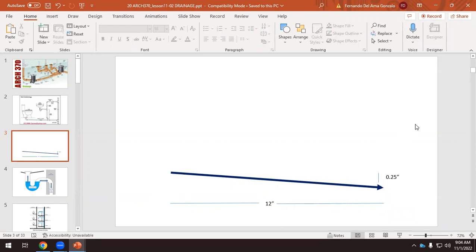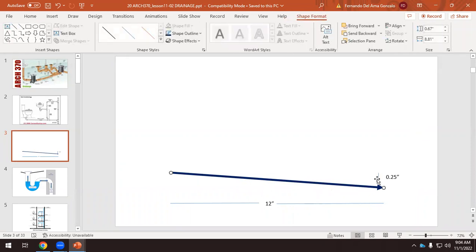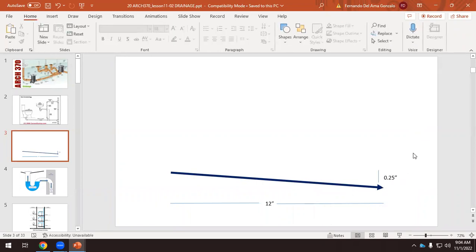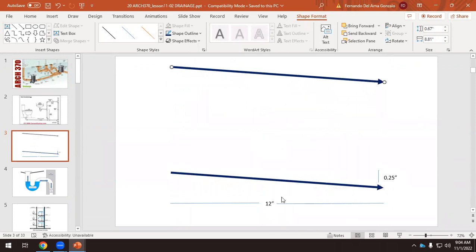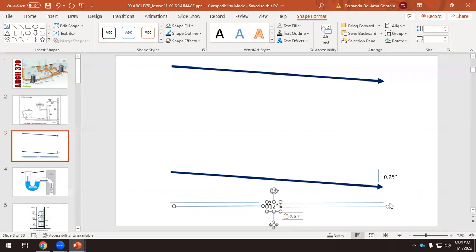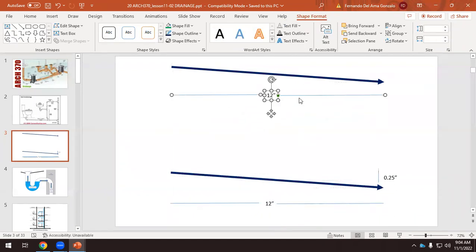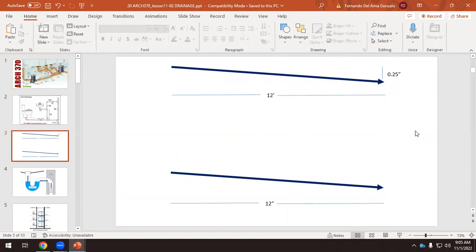Okay, so we need a slope. When we are designing this kind of elements, we do have a slope. If we have 12 inches and the difference of height between the starting point and the final point is 1/4 inch, what would be if we have this, but instead of 12 inches here, we have 12 feet? What's the height difference? Hmm? 3.